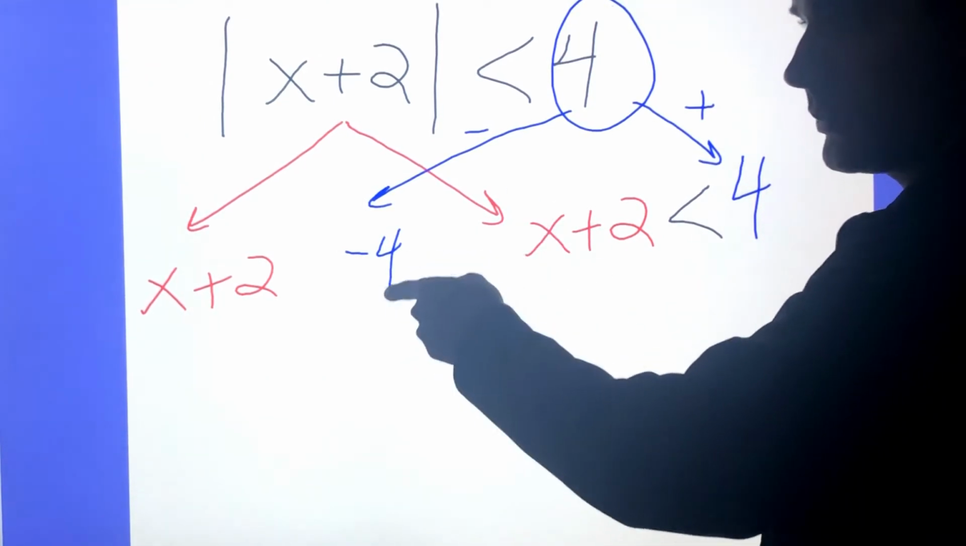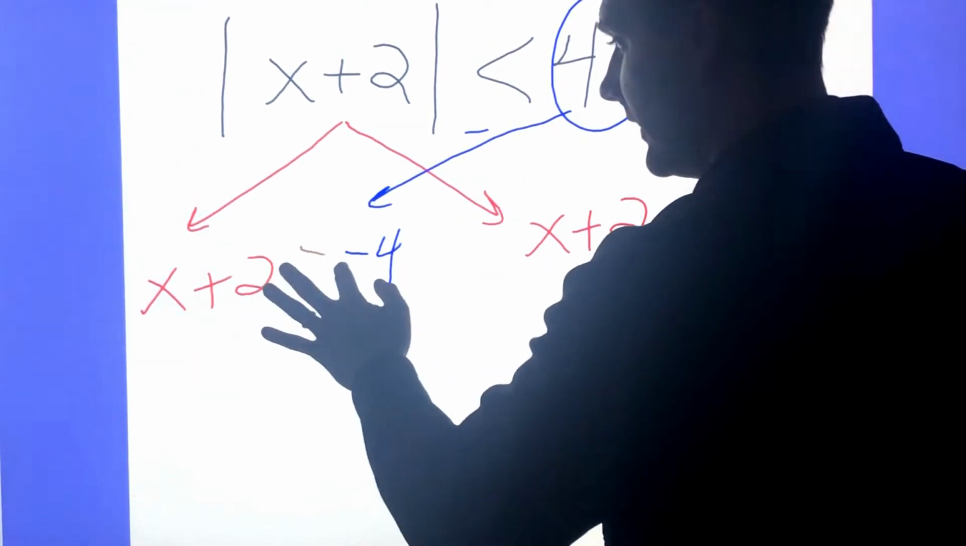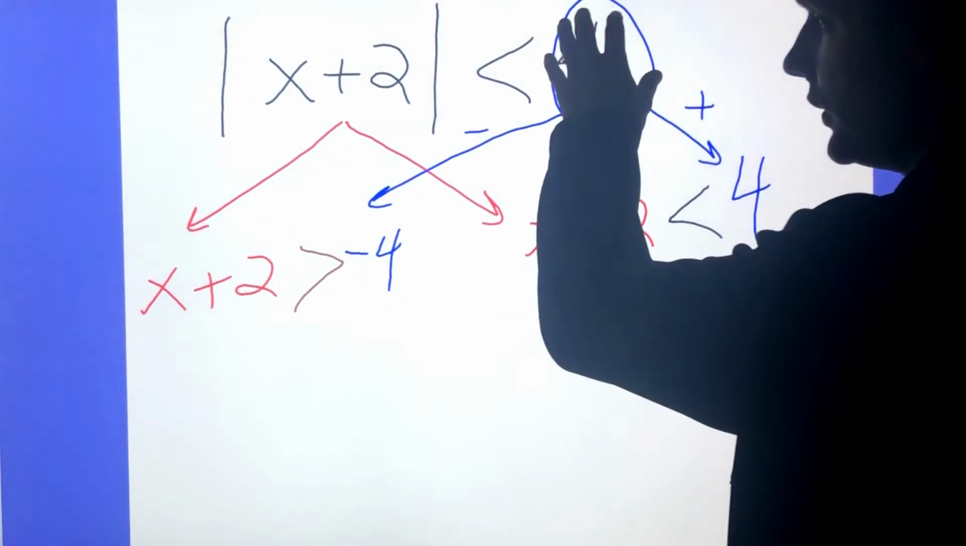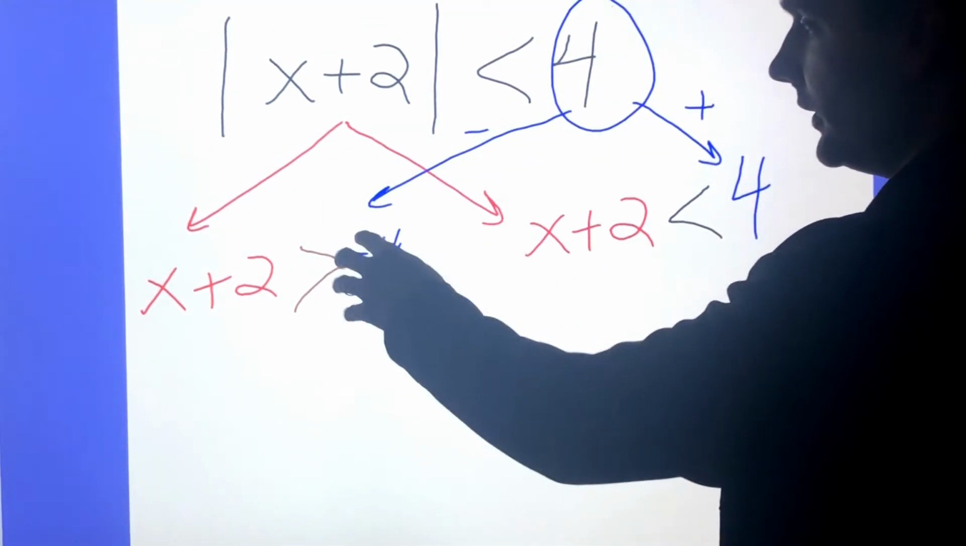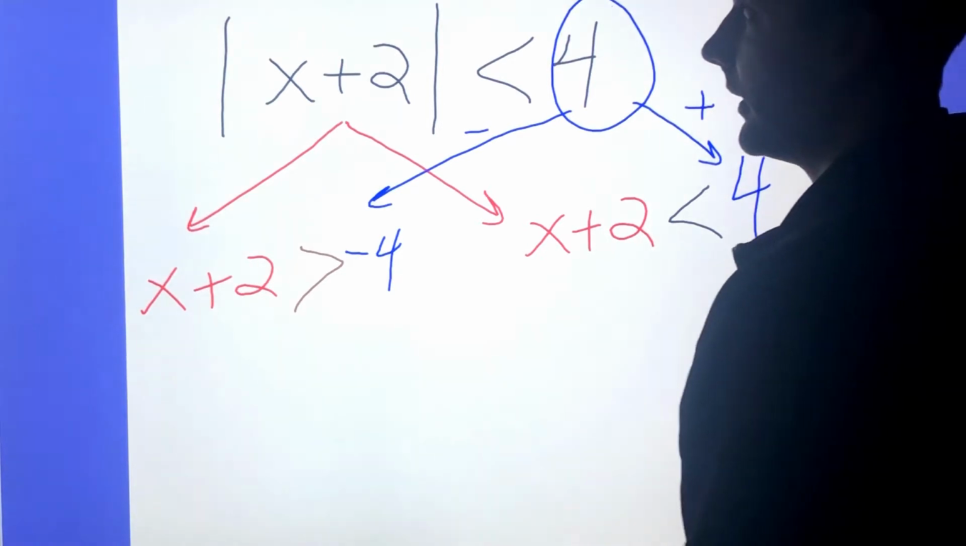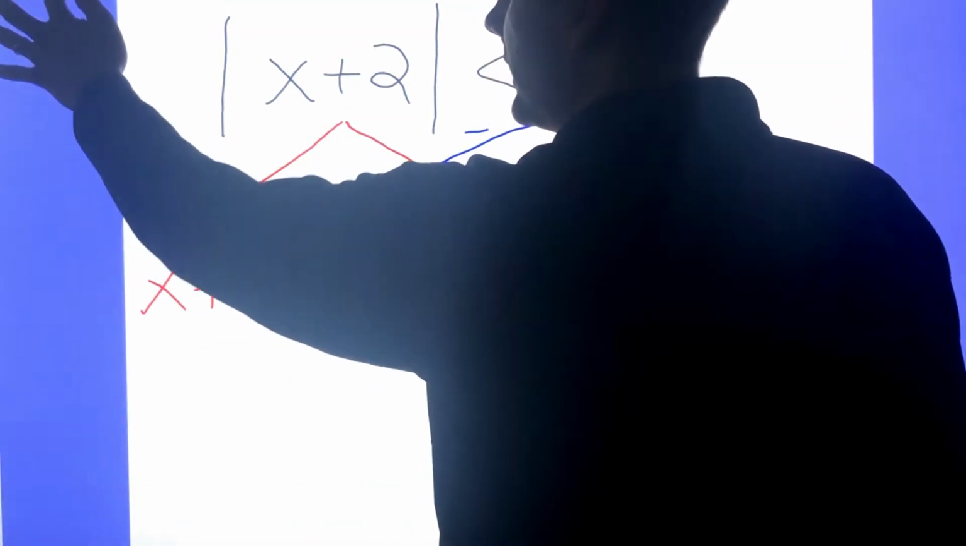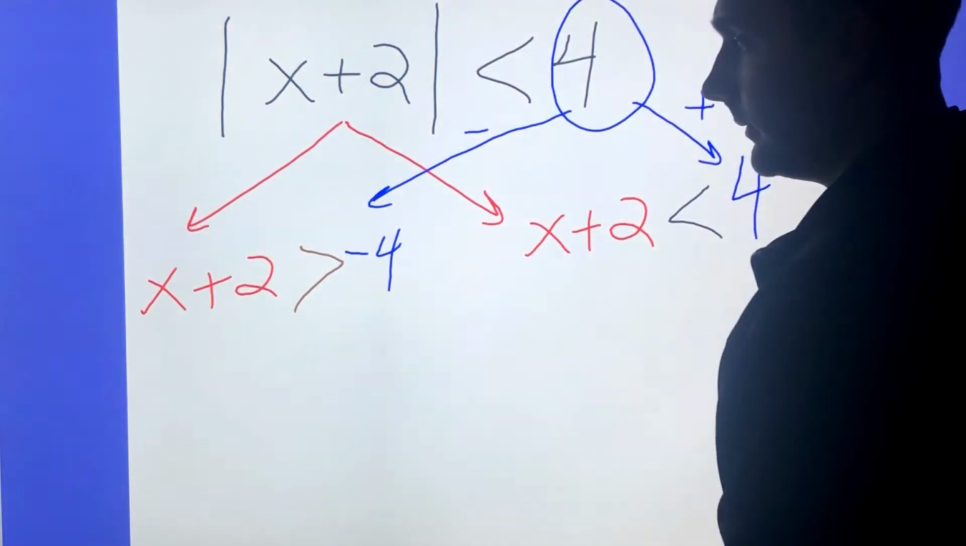And what happens when you multiply or divide across an inequality? Well, the sign flips. So where you change the value of this last number, you're going to have to change the sign. And now it just becomes two inequalities that you can solve separately.